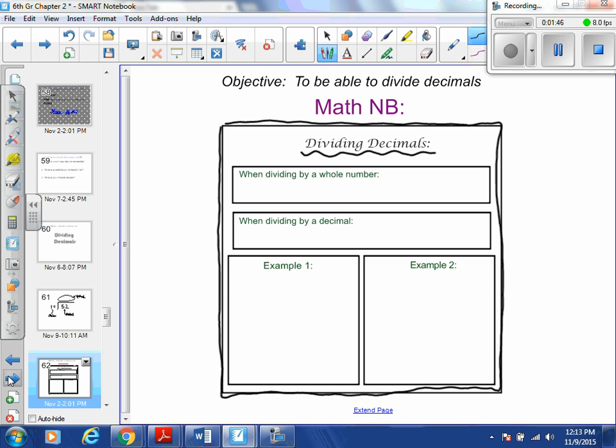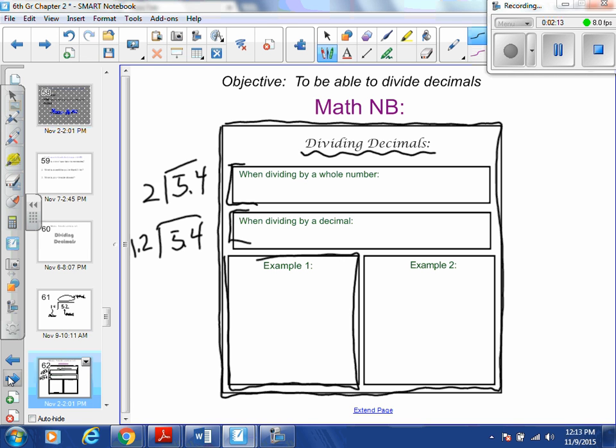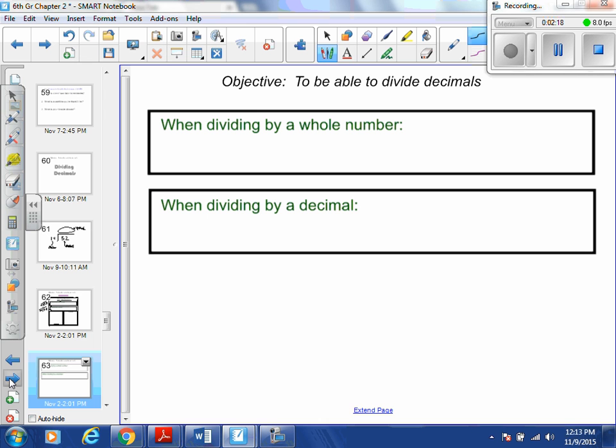Then we have two definition boxes. The top box should say, when dividing by a whole number. So that box is going to talk about what you do if you have a decimal divided by a whole number. Your second box below it will tell what you do when you divide a decimal by another decimal. Okay? And then you can use up the rest of your page for two big boxes, which will have examples. Okay. So we're going to focus on this first box first, when you are dividing by a whole number.